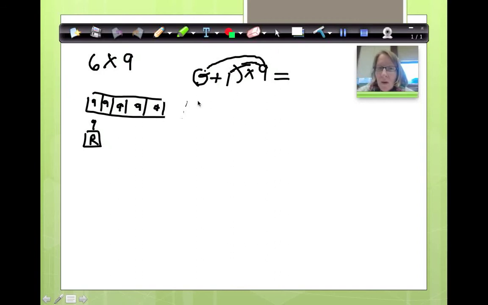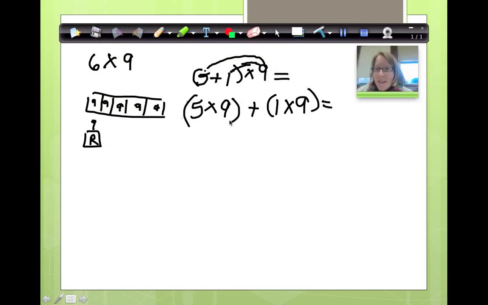Okay, so we're going to rewrite this to show that I distributed my cookies, or my 9s. Now, because it's all times 9, we always multiply. We're going to do 5 times 9 plus 1 times 9. Since I gave the 9 to the 1, I distributed my cookies, or I distributed my 9s. 5 times 9 is 45 plus 1 times 9 is 9.